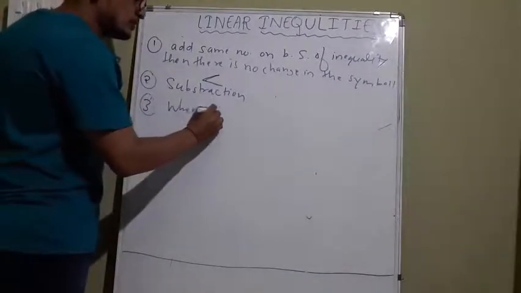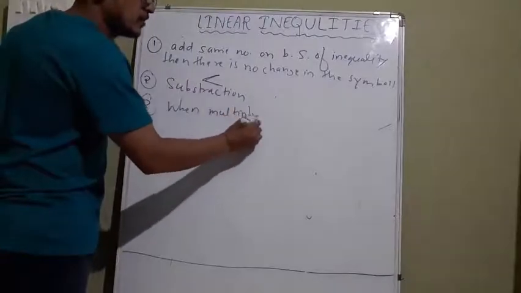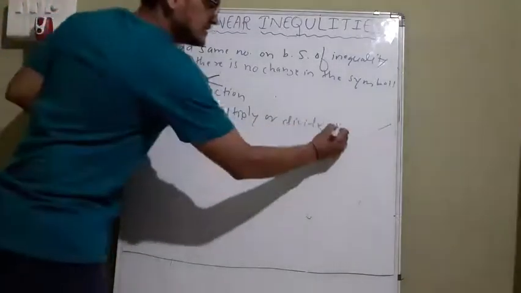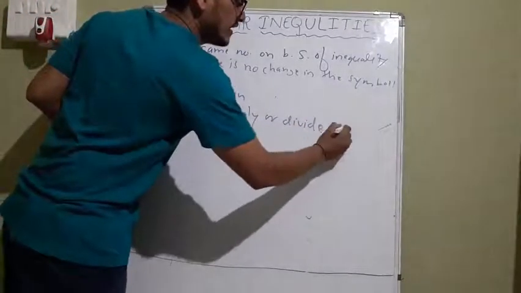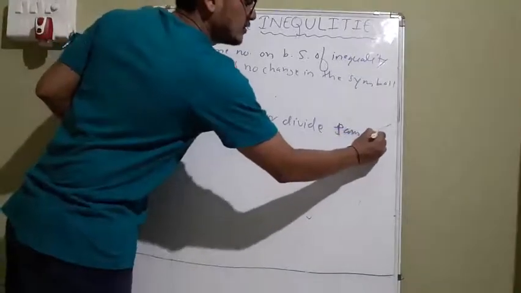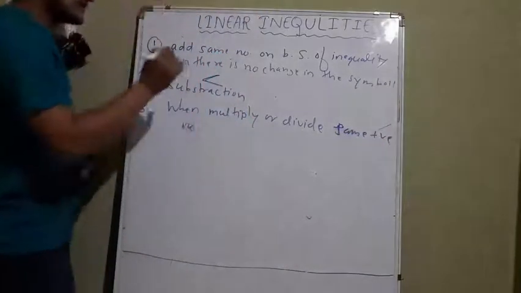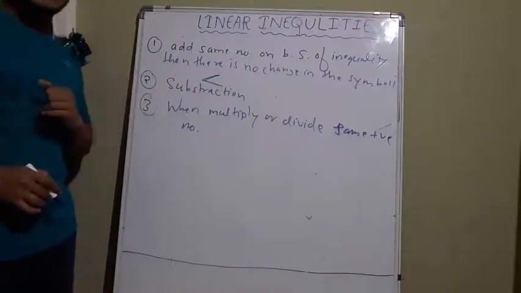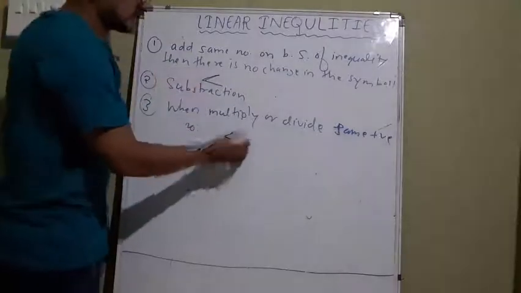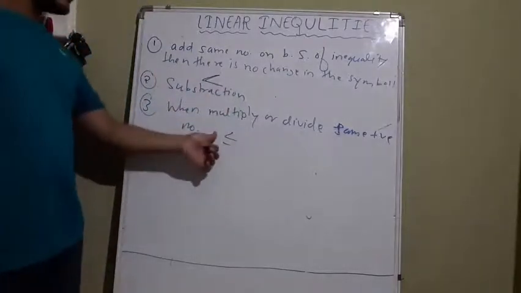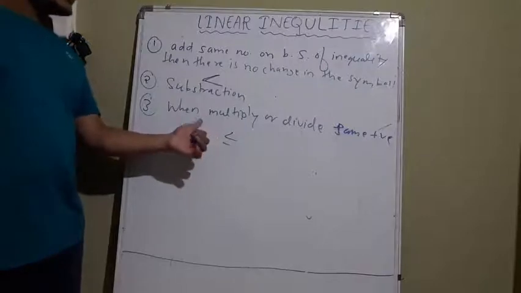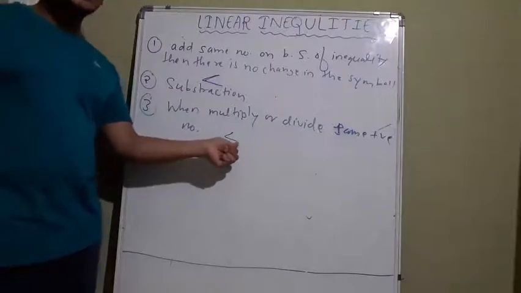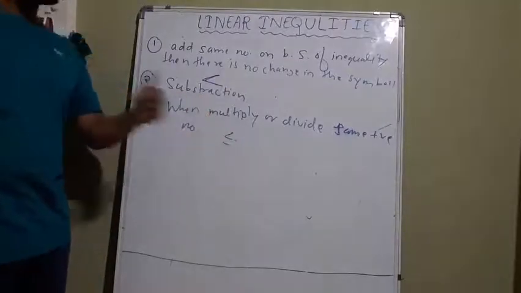The third rule is what? When you multiply or divide by the same positive number, then also there is no change in the symbol. Suppose I have less than or equal to. Then I multiply or divide the same positive number on both sides, and there is no change in this symbol.